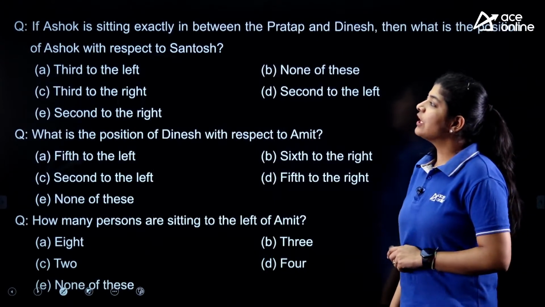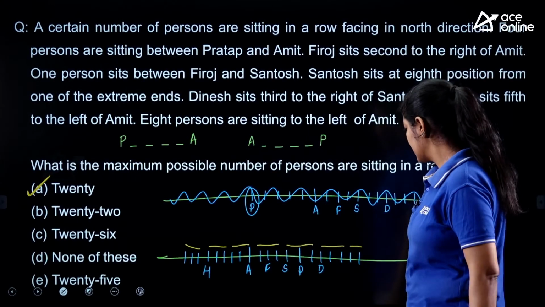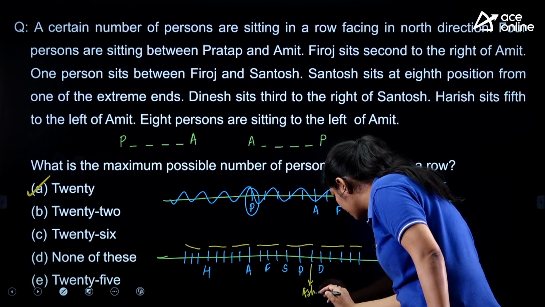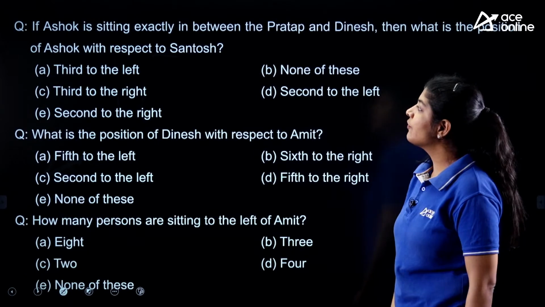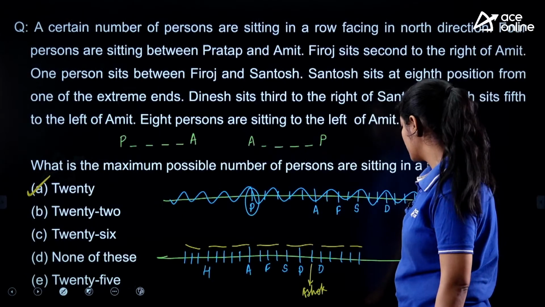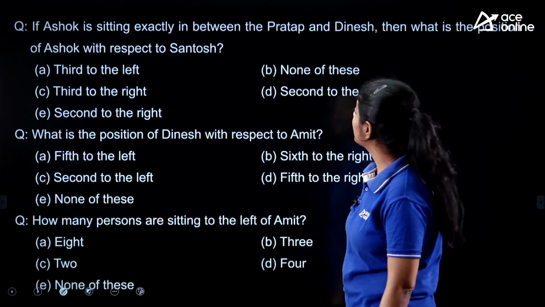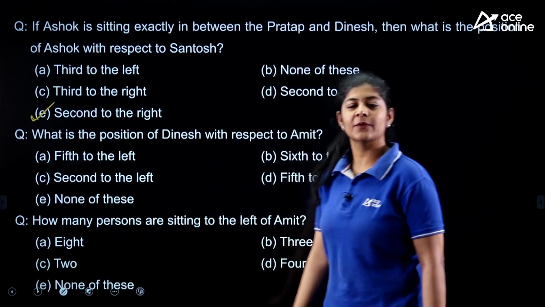Next. If Ashok is sitting exactly between Pratap and Dinesh, here we have Ashok. Then what is the position of Ashok with respect to Santosh? Here we have Santosh: first right, second right. Second to the right. Do we have this in our options? Yes, option number E is the correct one.